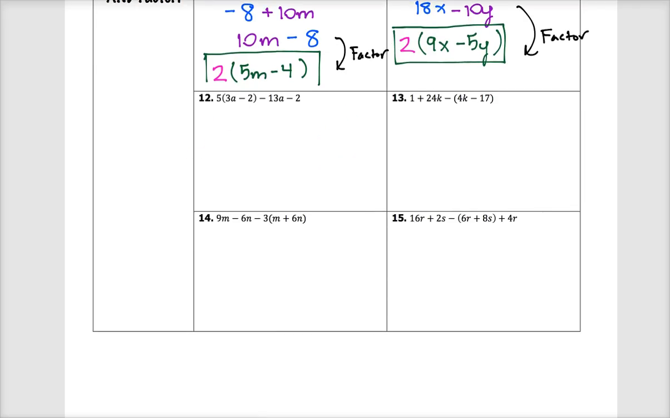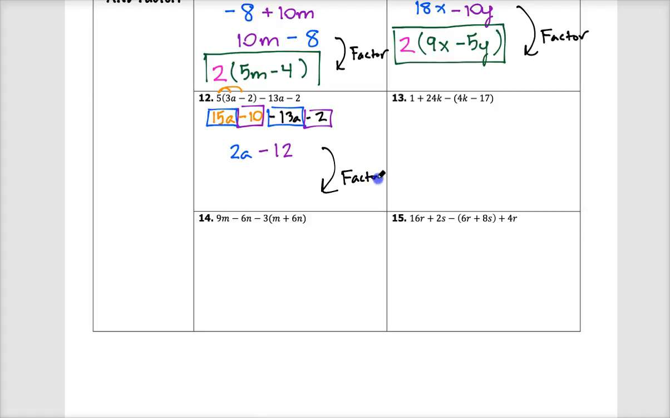Number 12. So to simplify this expression, I first need to distribute. 5 times 3a is 15a. 5 times negative 2 is negative 10. And then we bring down everything else. Next, we combine our like terms. 15a minus 13a gives us 2a. And negative 10 minus 2 gives us minus 12. So this is simplified to 2a minus 12.